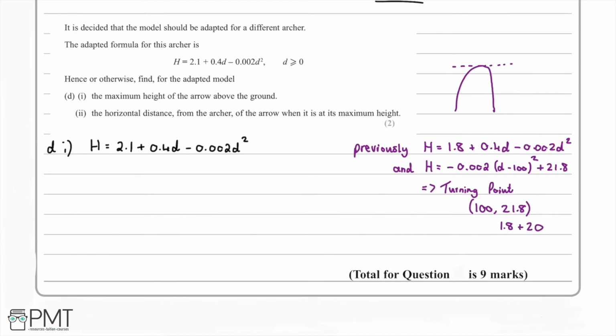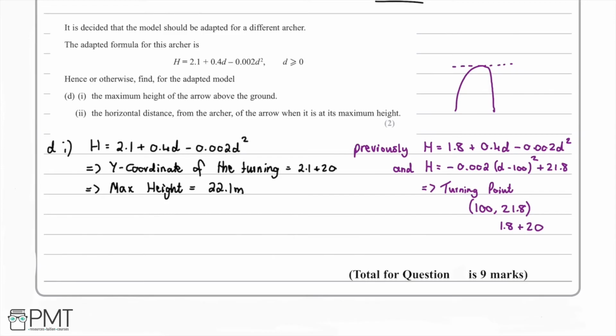So we can now relate this to the new model. And we know that this 20 here is going to stay the same, but our 1.8 is now going to be 2.1. So therefore the y coordinate of the turning point is going to be equal to 2.1 plus 20. So that means that the maximum height is going to be 20 plus 2.1, which is 22.1 meters.